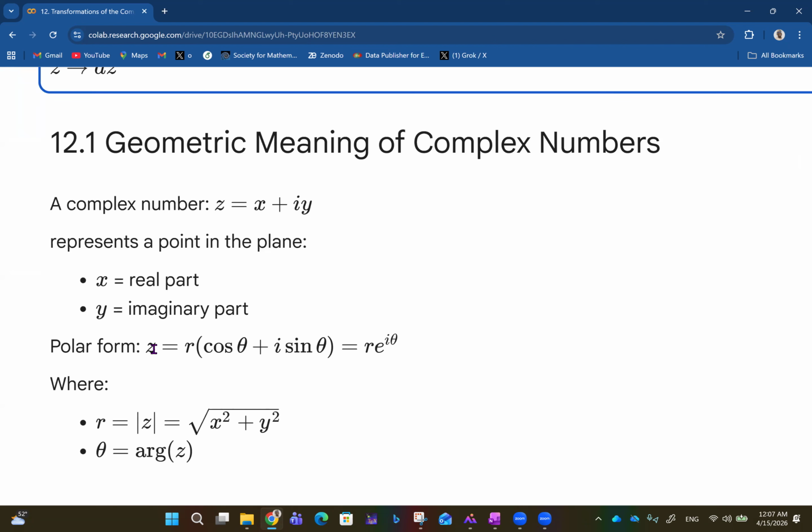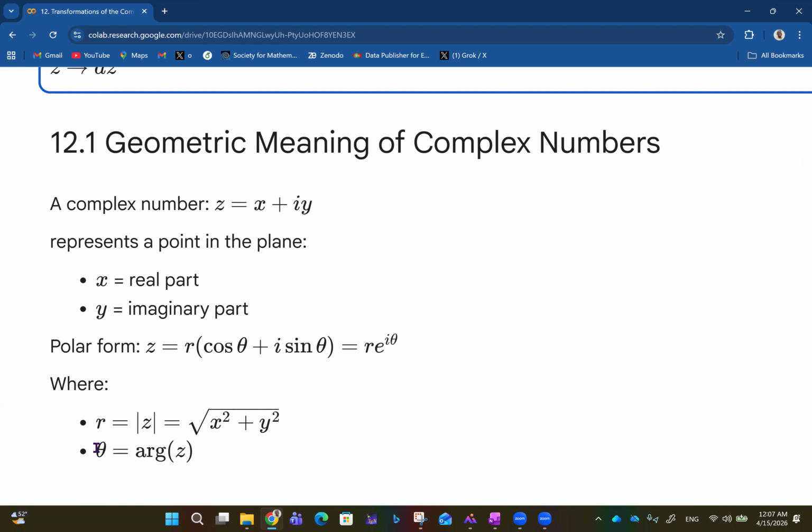I mean, in previous videos that I did like 2 years ago. So Z is now R into cos theta plus I sine theta, and that is equal to R e raised to power I theta, because e raised to power I theta is the same thing as cos theta plus I sine theta. Where now R is the modulus of Z, which is the square root of X squared plus Y squared, and theta is the angle between this R and the positive horizontal axis. And that is arg Z right there for you.